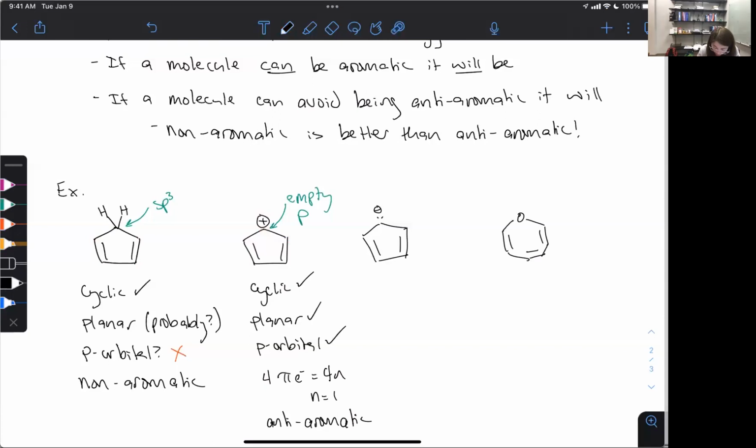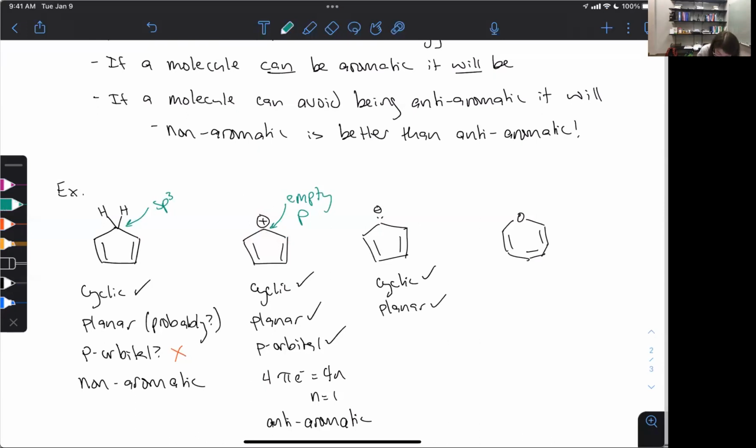Okay, so we've got another 5-membered ring. We're going to say that we are cyclic, we are planar. So for p orbital, that's an interesting question. So we're going to give those 2 check marks. For p orbital, we have to decide, is the lone pair in a p orbital? Because we've seen that lone pairs can be in p orbitals or they can be in hybridized orbitals, depending on the situation. So this is absolutely one of those times where we again have to think about, where are my lone pairs actually sitting?